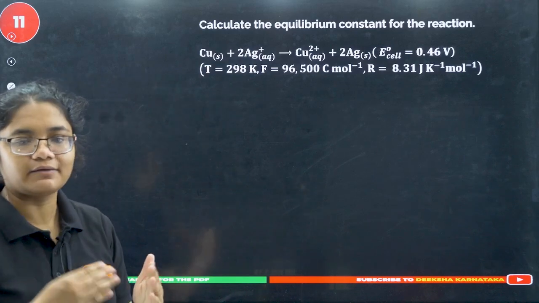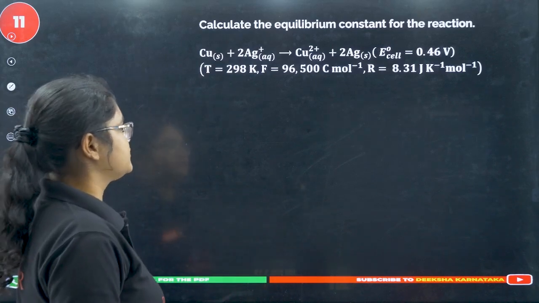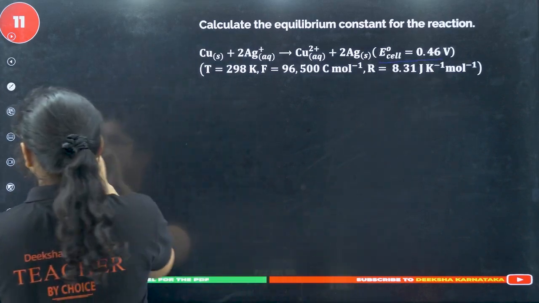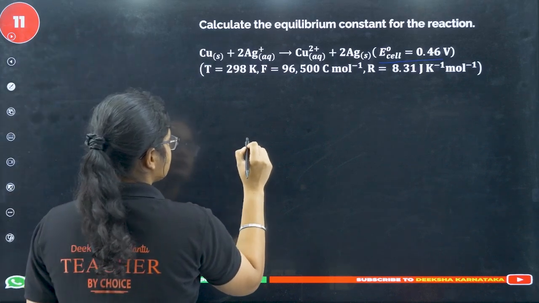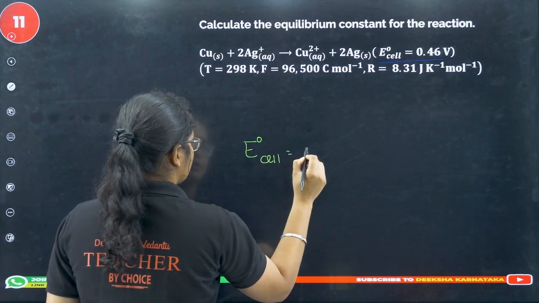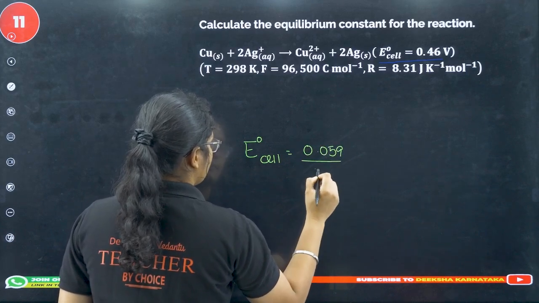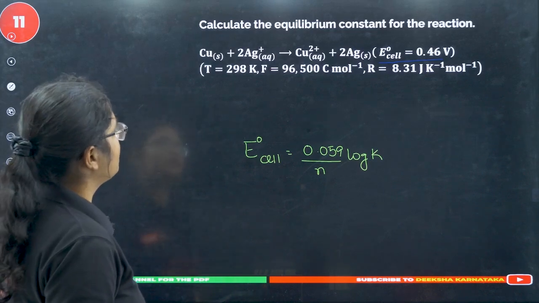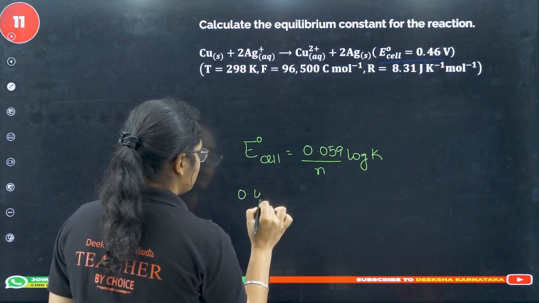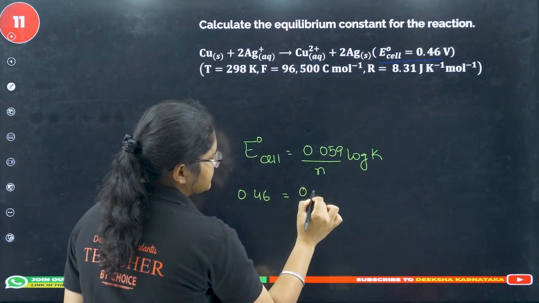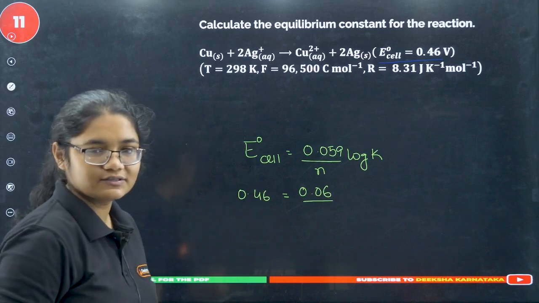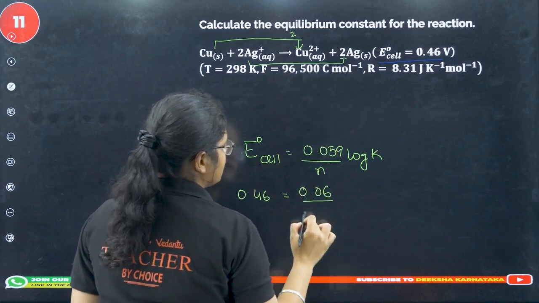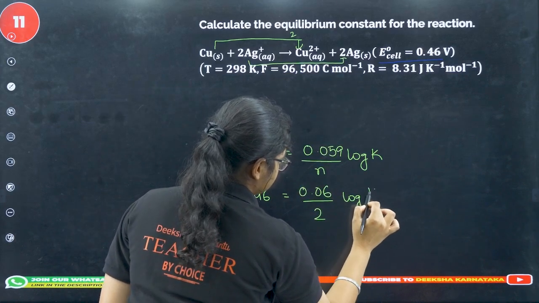Now we'll do small numericals and we'll wind up this session. So calculate the equilibrium constant for the following reaction. You have been given all the values, E naught of the cell is given, so I can just do the calculation. E naught of the cell is equal to 0.059 by n log of K. I have to calculate this one. What is the E naught of the cell value given to me? 0.46. Can I write it with a little rounding off as 0.06 for easy calculation? If I see the number of electrons involved, here it is 2 electrons, here also it is 2 electrons, so I have 2 log of K.